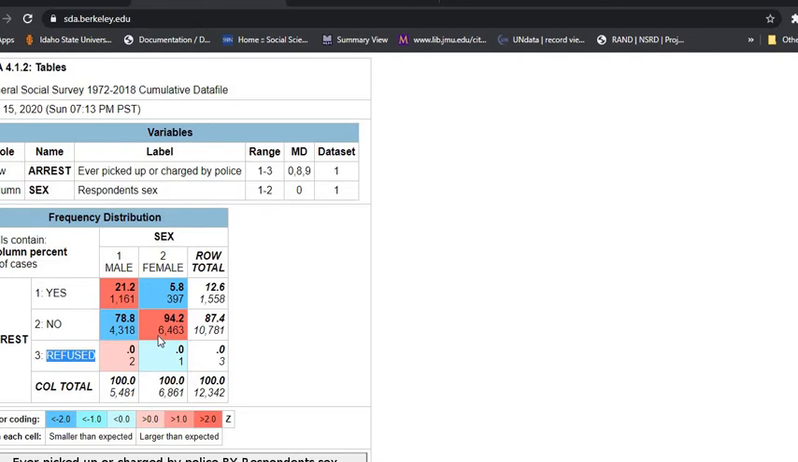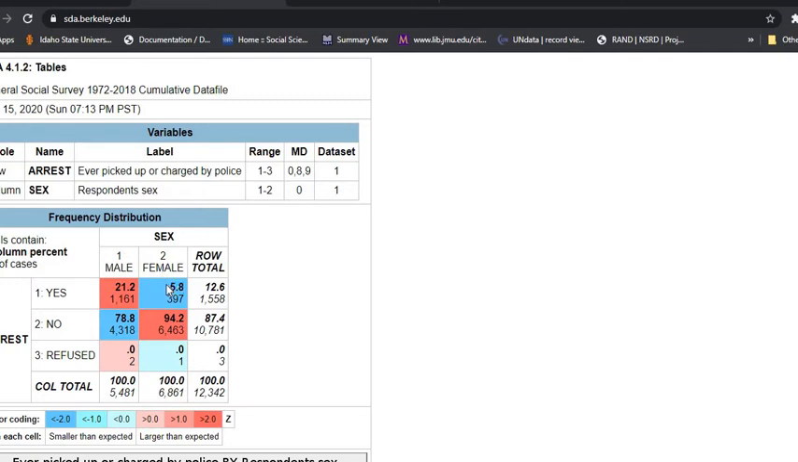Well, from this table, what's our answer? Our answer is clearly yes, that 21.2% of males have been arrested versus only 5.8% of females. So men are much more likely to have been arrested than females. I mean, this is like over 3 times. 21.2 is over 3 times bigger than 5.8. So males are more than 3 times more likely, if you were to take 21.2 divided by 5.8. Males are more than 3 times more likely to ever be arrested than females.